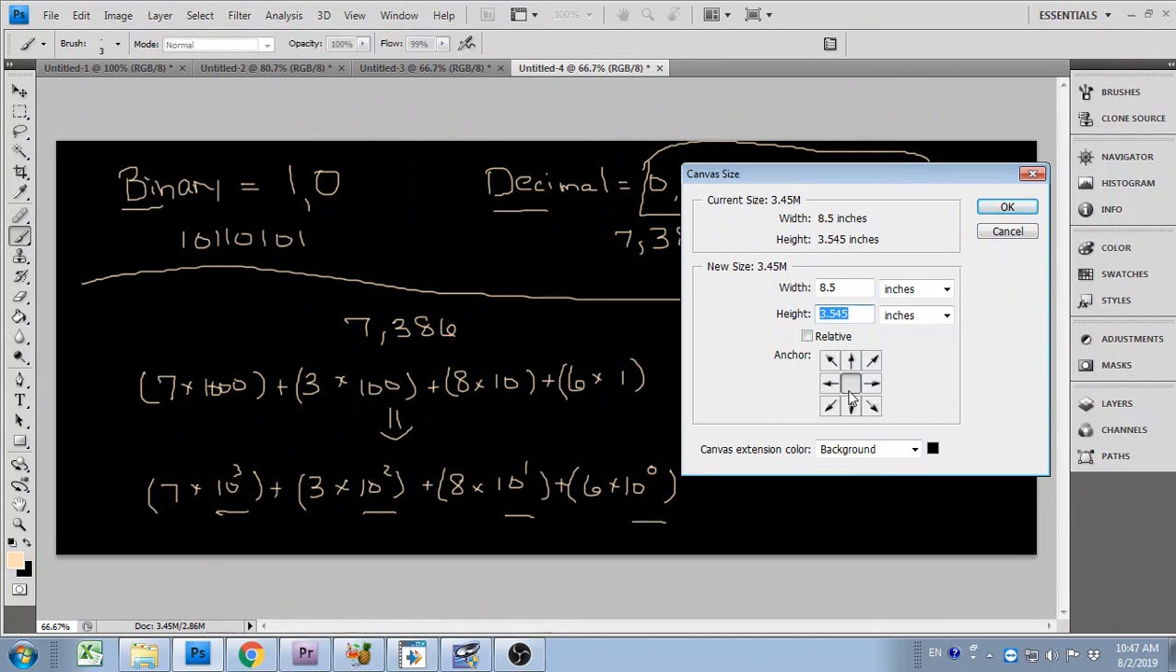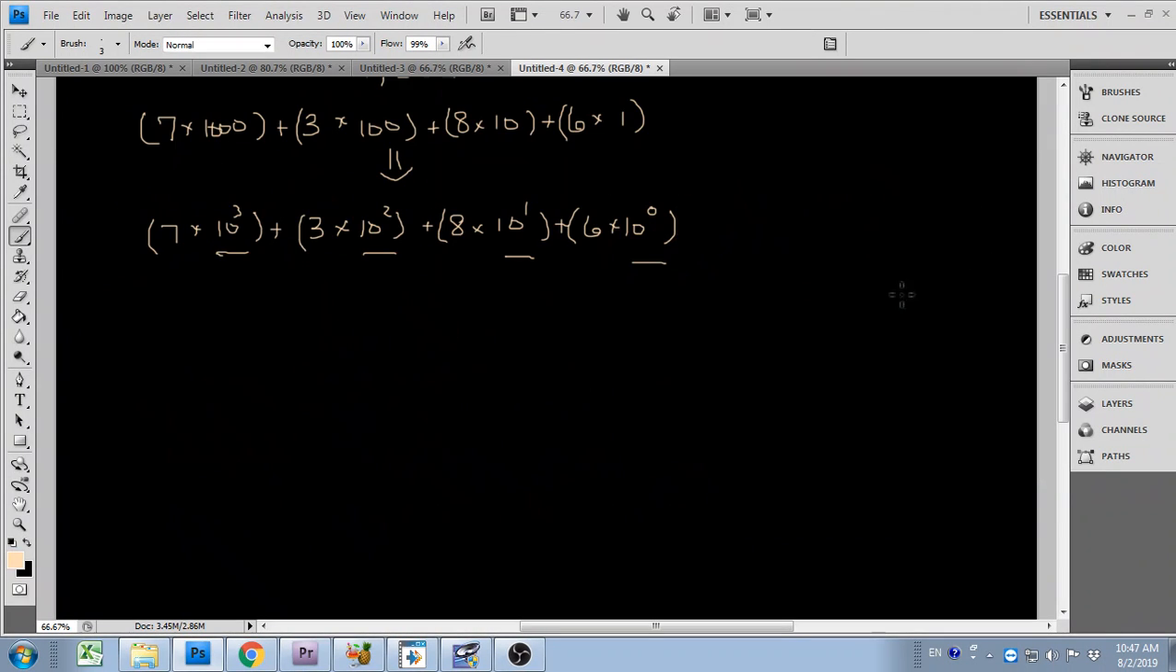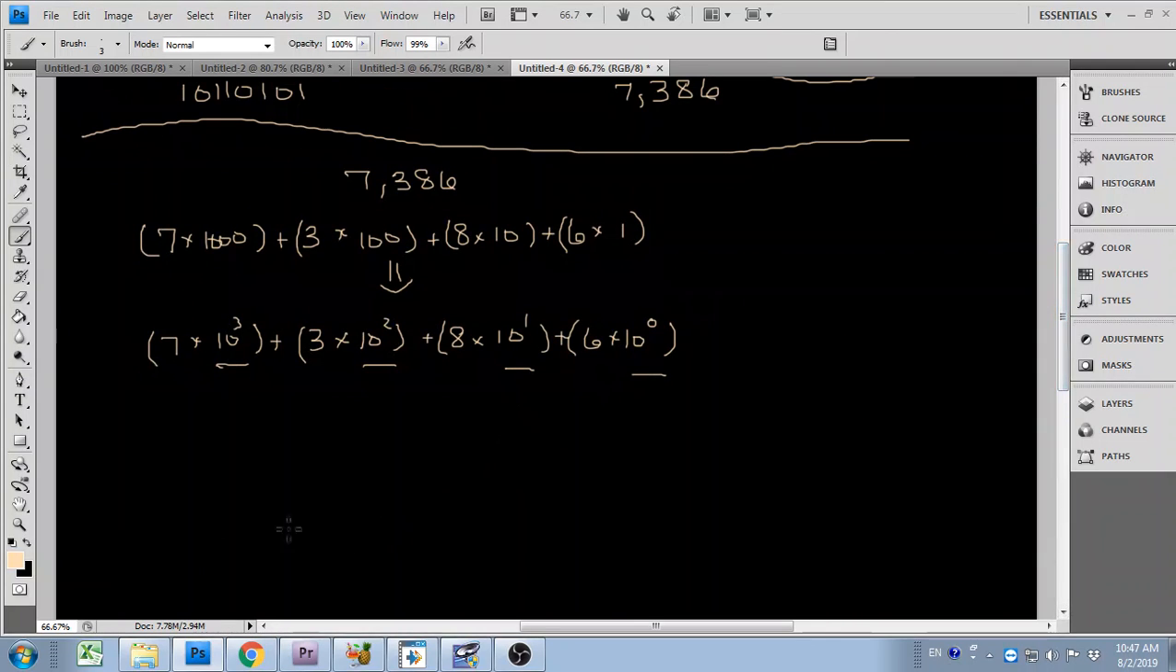And let's see, let's make it about 8 inches. Okay, so we're just going to continue down. Now, I'm going to change my pen color here just to say we're not doing decimal anymore. We're going to do binary. Now, the reason we start with that, this is exactly the same system, and you'll see how.